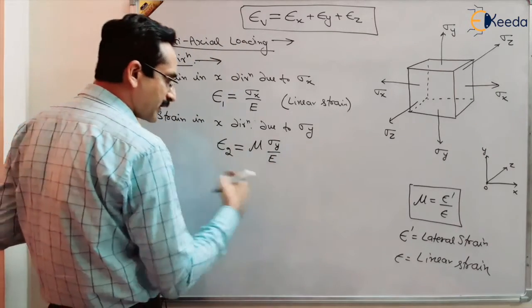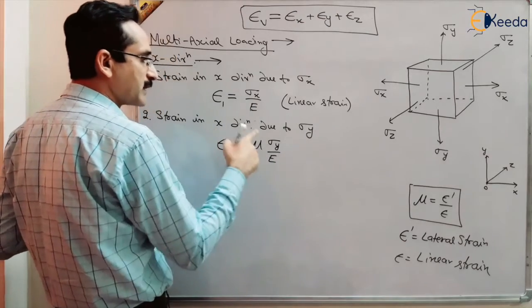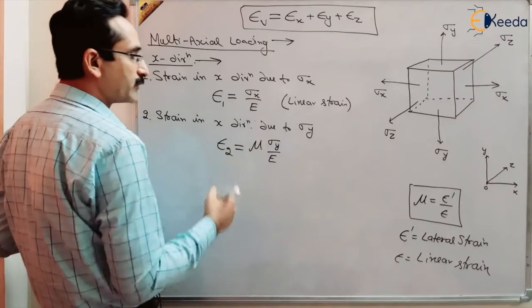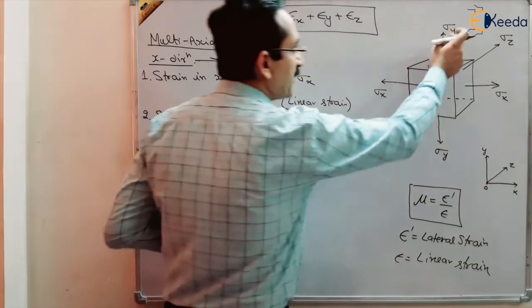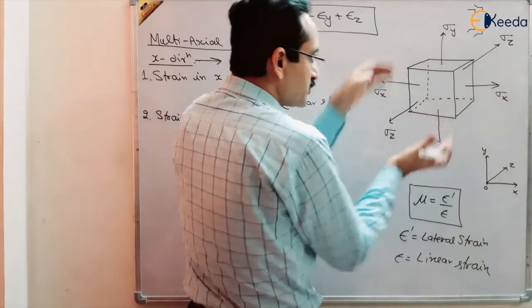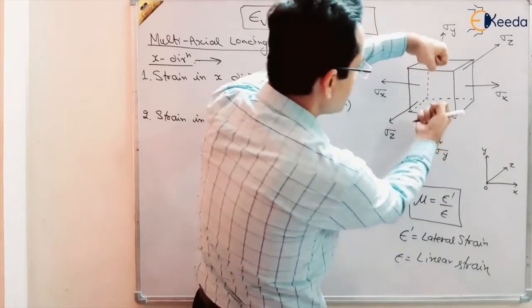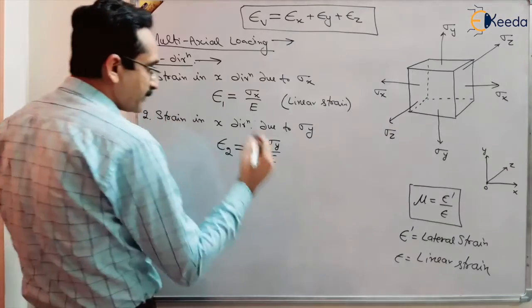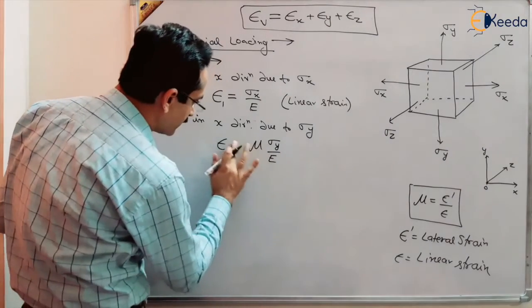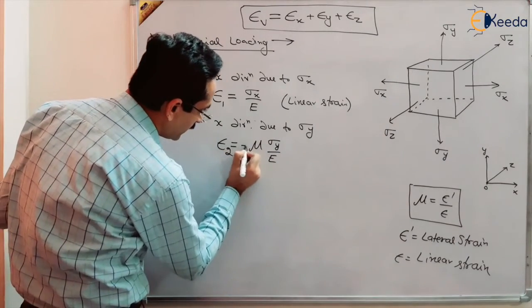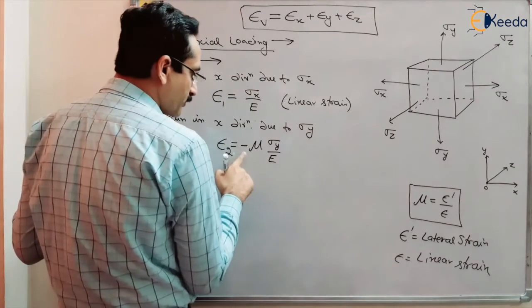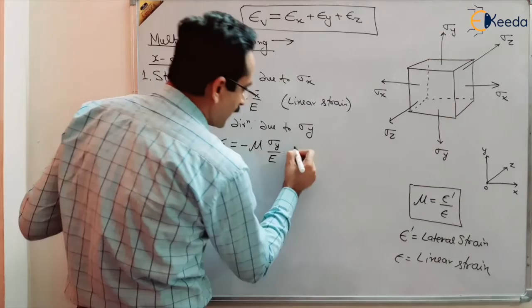So this is the strain in x direction due to sigma y, and this is negative, because sigma y is tensile and it is trying to shorten in x direction. When it is stretched, the x direction will be shortened, right? So this is lateral strain and this is negative. So I am putting here now the negative sign because we are going to find out the numerical value. So it is better to write here the negative, and this is lateral strain.